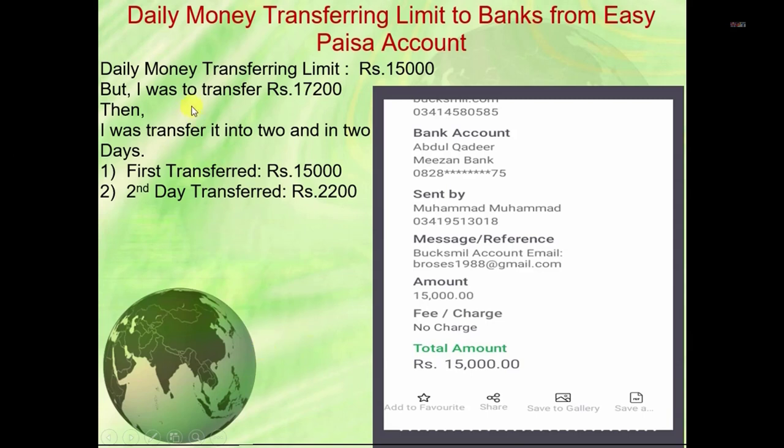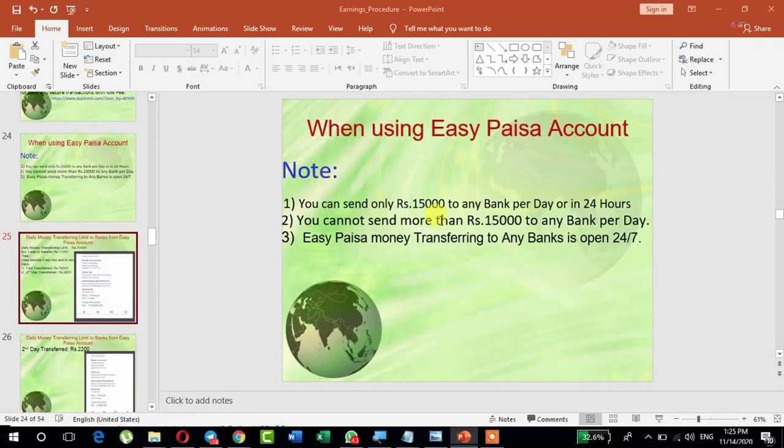Here is an example. Daily money transferring limit to banks from an Easy Paisa account is what? 15,000. But I wanted to transfer 17,200. Then what to do? Then you must convert it into two parts, in 2 days. I have already done this transaction. As you see here, I wanted to transfer 17,200, so I transferred it in two parts and in 2 days.